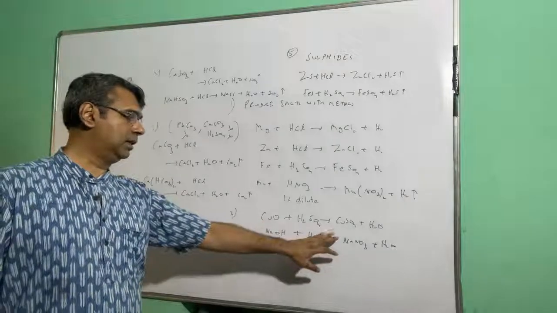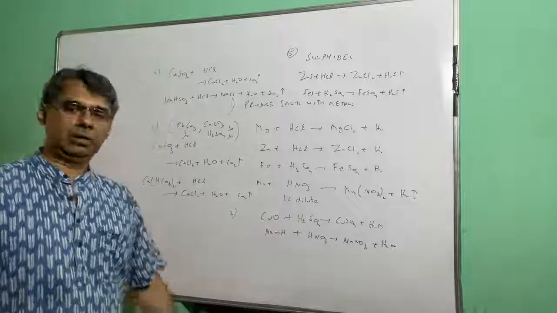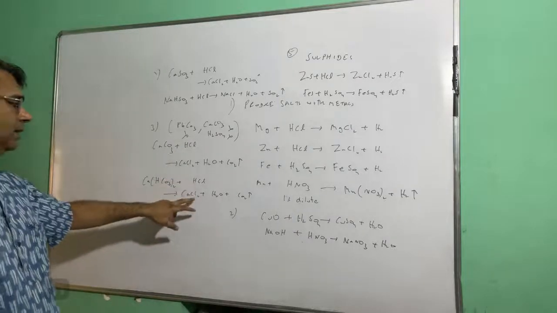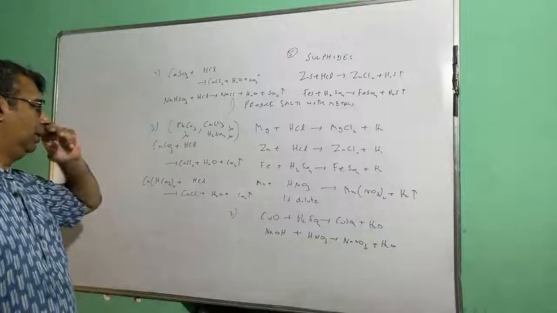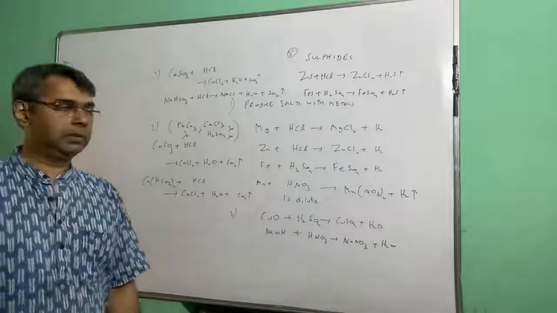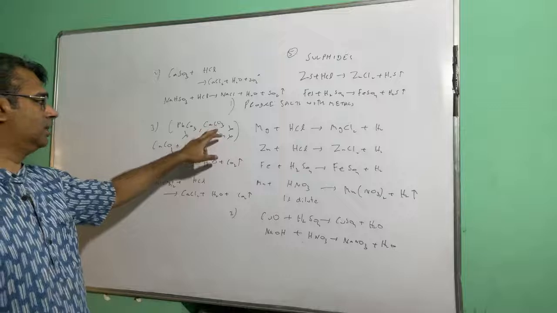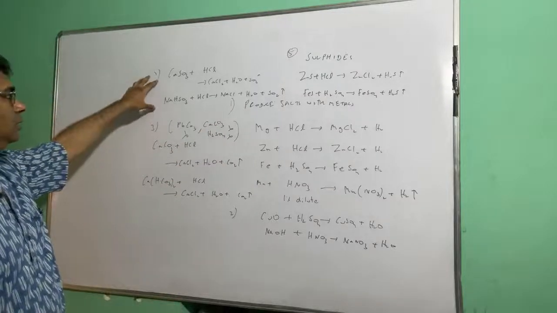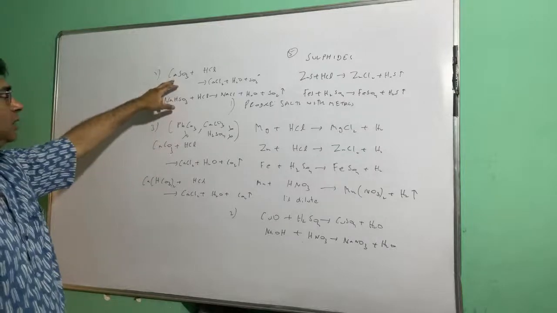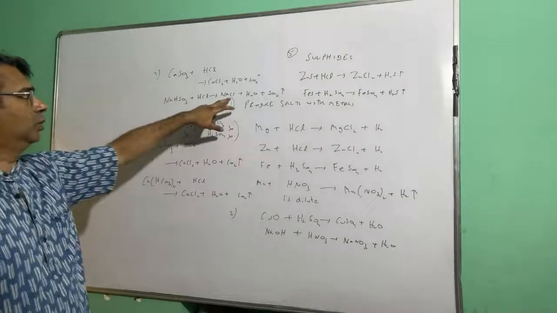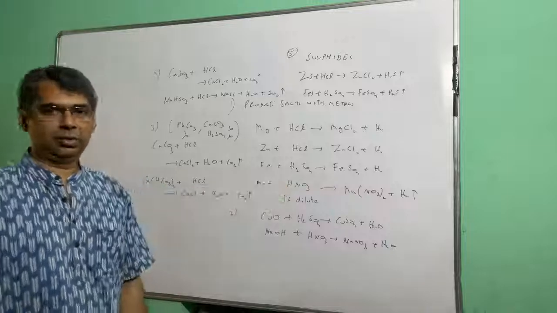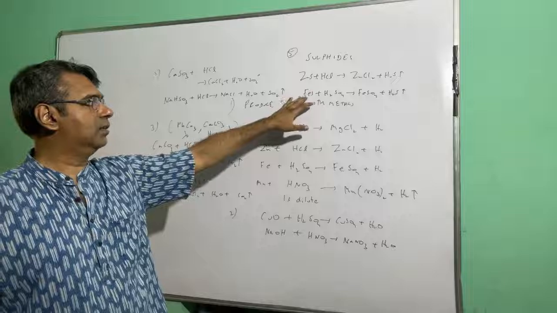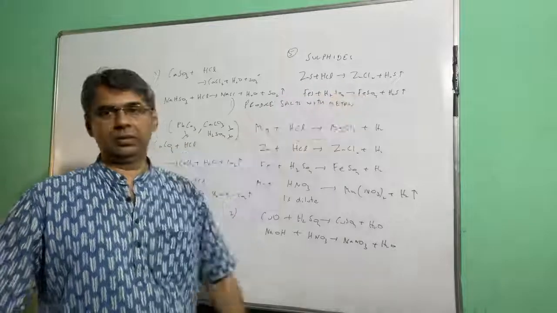Base plus acid gives salt plus water. Base can be a metal oxide or hydroxide. Carbonate and bicarbonate plus acid gives salt plus water plus CO2. But if the salt is insoluble, like PbCO3 or CaCO3 plus H2SO4, then the reaction will not happen. Number 4, just like number 3, you can use sulfite and bisulfite to give salt plus H2O plus SO2 instead of CO2. And number 5, sulfides like zinc sulfide and iron sulfide with acid give salt plus H2S gas.